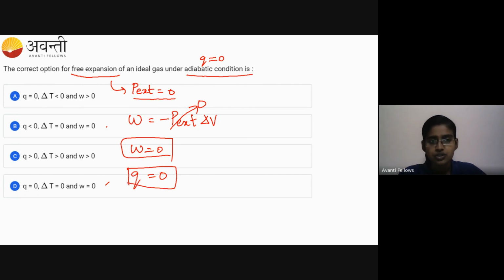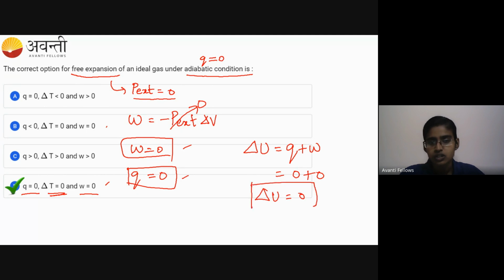Now, Q should be equal to 0 and W should also be equal to 0. So that is given only in option D. So option D is the correct answer. Now, we will check this also. How is delta T equal to 0? That we will check. From the first law of thermodynamics, we know that delta U is equal to Q plus W. And here, both work done and heat are equal to 0. So delta U is equal to 0.